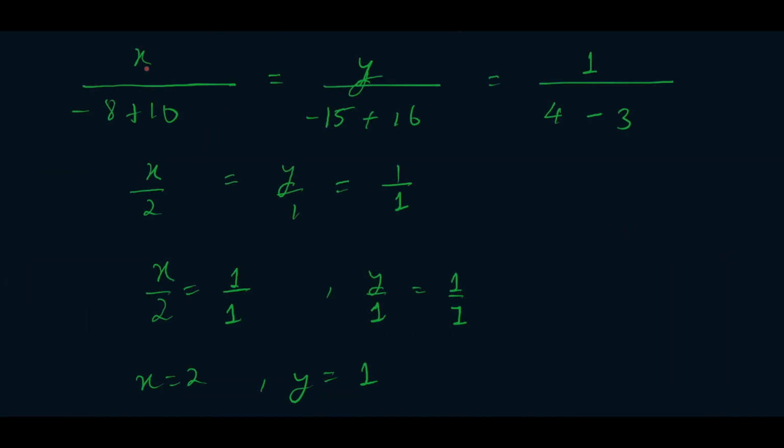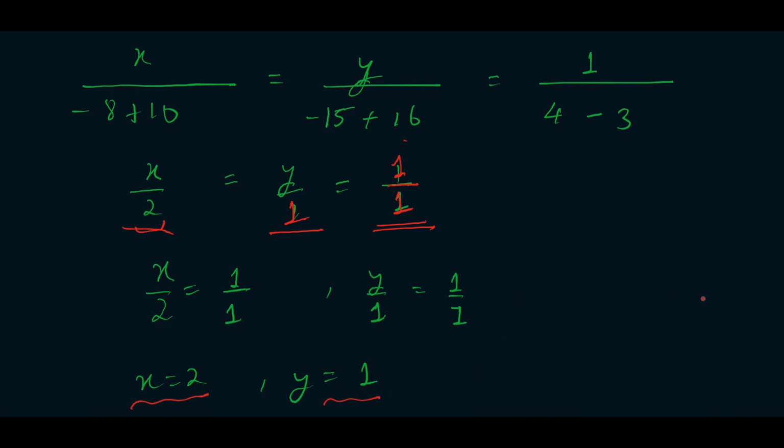So after multiplying, we get x by minus 8 plus 10 equals y by minus 15 plus 16 equals 1 by 4 minus 3. So our ratio finally becomes x by 10 minus 8, that is 2, y by 16 minus 15 gives us 1, equals 1 by 1. Now you can compare x by 2 to 1 by 1 and y by 1 to 1 by 1. So when you put x by 2 equals 1 by 1, you get the value x equals 2. And when you compare y by 1 equals 1 by 1, you get y equals 1. So this is our answer.